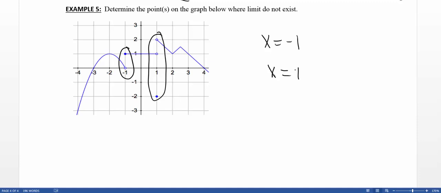So when we have piecewise functions, we're always concerned at the points where our function takes on a new part of the graph. So when you look at these types of pictures, you can identify where this limit's not going to exist by finding these discontinuities.